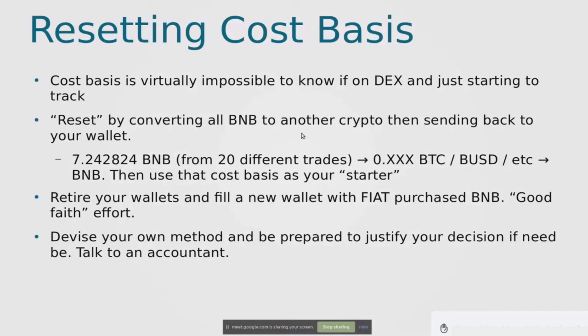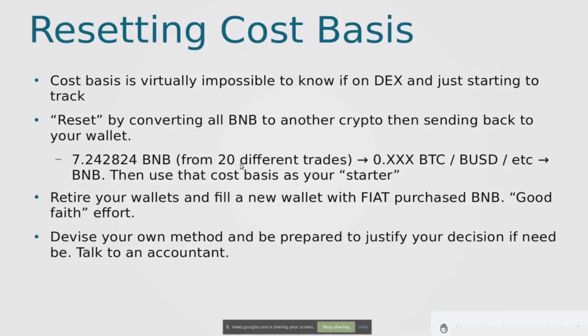Let's say I had 1,000 BNB, which I didn't, but let's say I did, and it's accumulated from hundreds of transactions. There's no way you're going to figure out that cost basis. So something you can do to just reset it is swap it from BNB to BUSD and then back to BNB. That swap back becomes your reset cost basis, almost like your starter.